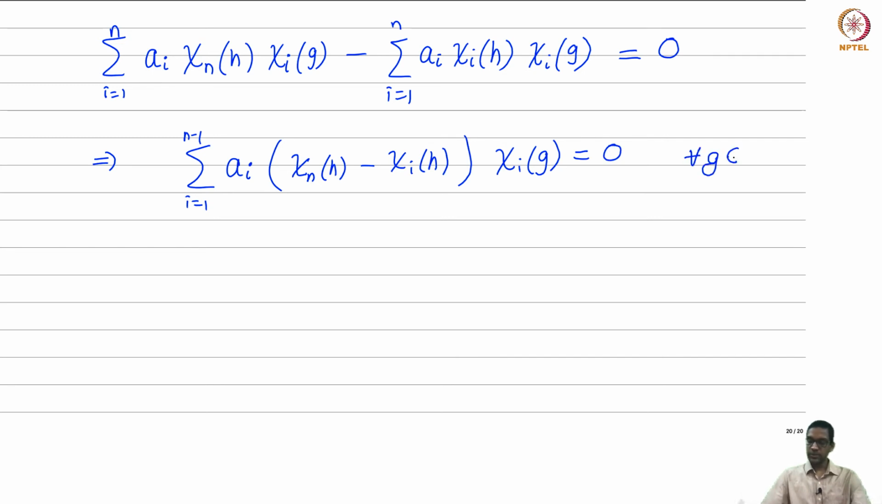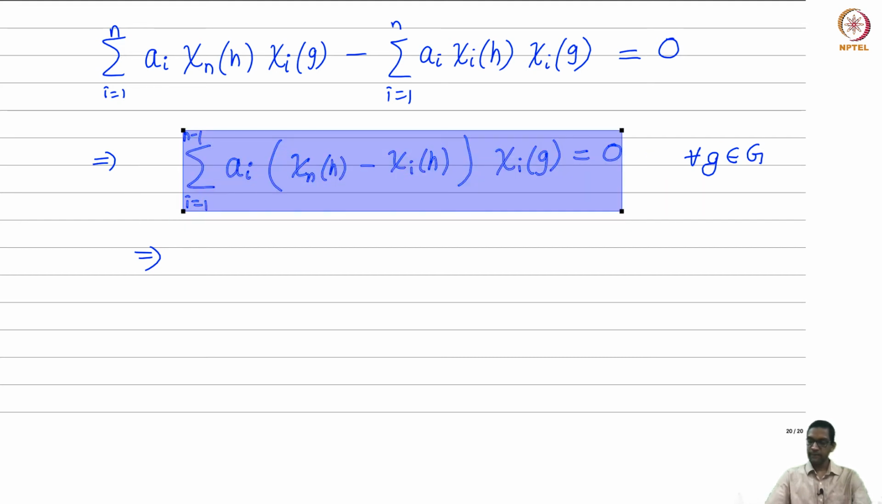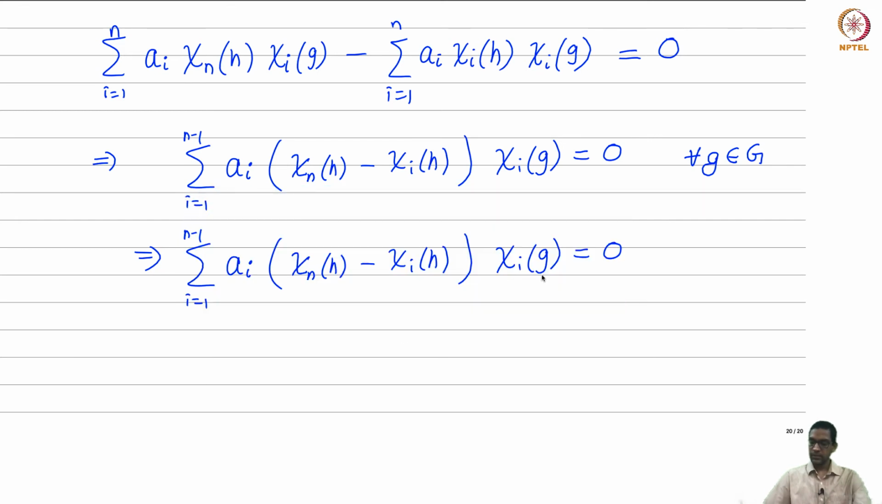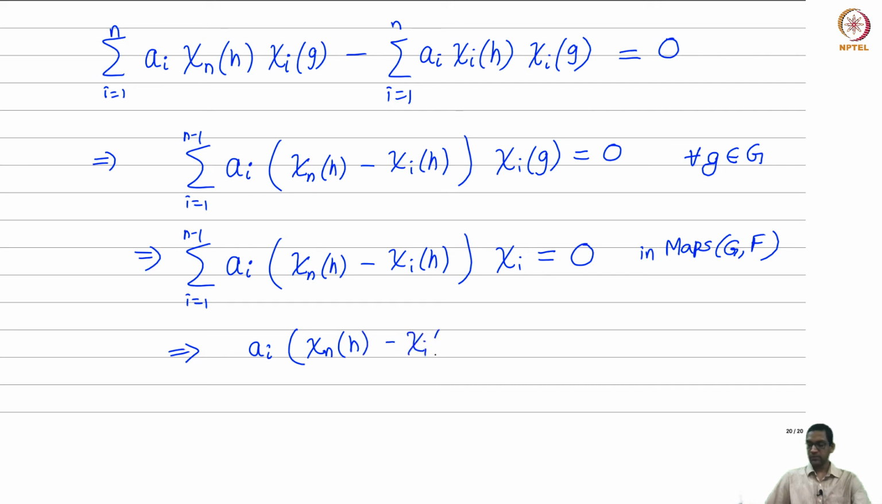And this is true for all g in G. Now what does it imply? This is exactly a linear dependence relation between the first n minus 1 chi_i's. I'll just remove the g now and think of it as a linear dependence relation which connects the first n minus 1 chi_i's. This is an equation in the vector space of all maps from G to F. We had assumed by induction that any n minus 1 chi_i's are linearly independent, but here is a linear dependence relation amongst them, and so all the coefficients have to be 0. So a_i times chi_n of h minus chi_i of h have to be 0 for all i equals 1 to n minus 1.